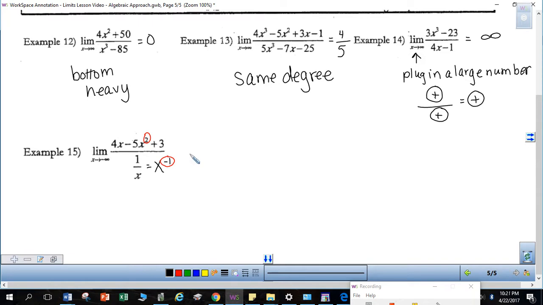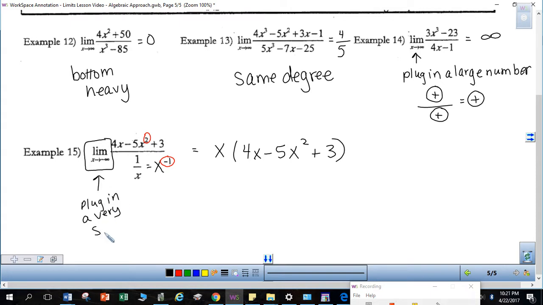Something that we can actually do first here with the 1 over x: if we are dividing by 1 over x, it's the same thing as multiplying by x over 1. So dividing by a fraction is the same thing as multiplying by the reciprocal. So that might be an easier way to think about our function. Also, notice how the limit this time we're finding it as x approaches negative infinity. And so we want to think about plugging in a very small number.